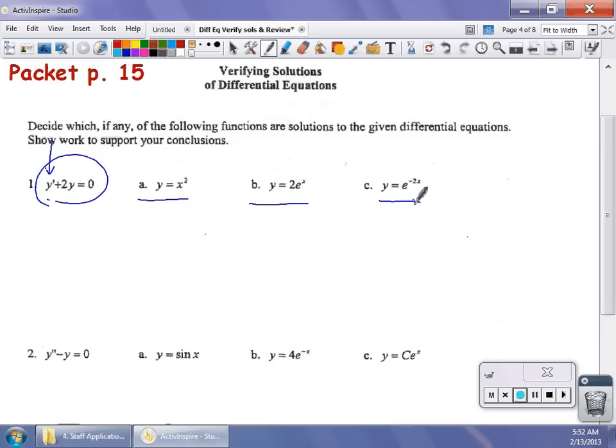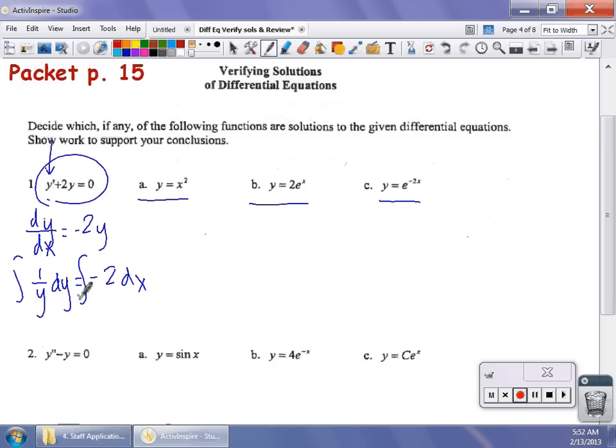Now, one way to solve this differential equation would be to separate the variables. So we have y prime, or let's rewrite this as dy/dx, is equal to negative 2y. We can separate just like we always have. So I'm going to divide both sides by y, and I have 1 over y dy. I'm going to multiply the dx to the other side and have negative 2 dx, and then we can find the antiderivative on both sides, and we can solve for y and find our solution.